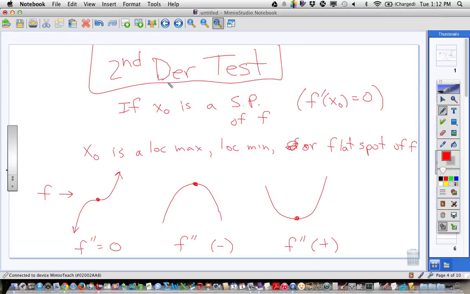The second derivative test says, look at the concavity. If you have a flat spot, there's no concavity. It's switching concavity. Second derivative is 0. If you have a local max, it's concave down, so the second derivative has got to be negative. And if you've got a local min, it's concave up, so the second derivative has got to be positive. So that's another way we can tell if we have a local max, min, or flat spot. You're going to see that in a problem right now.